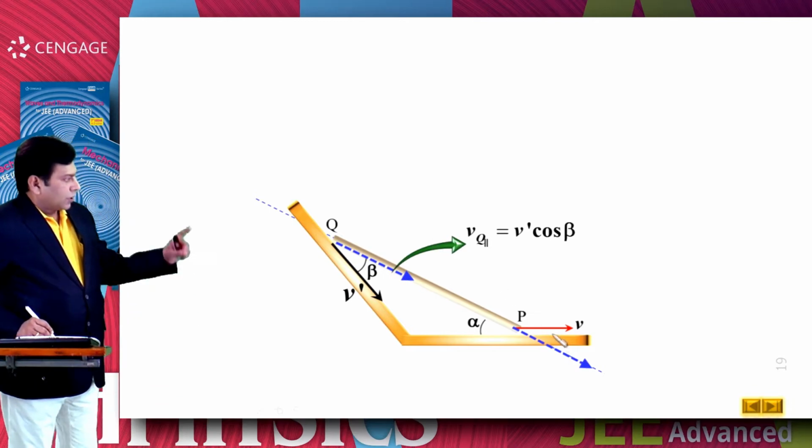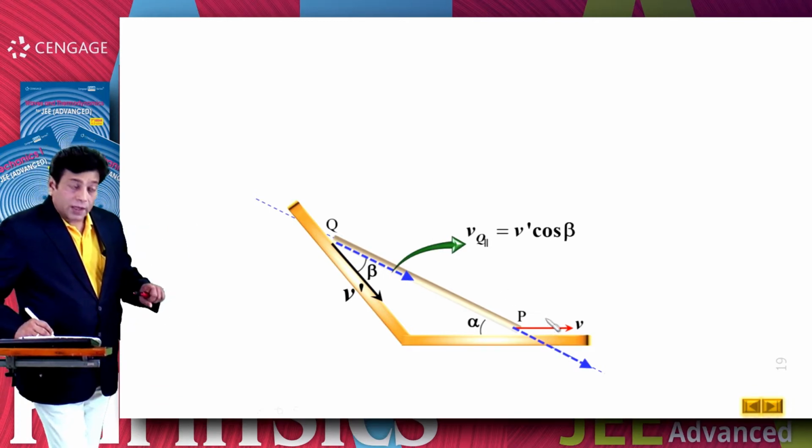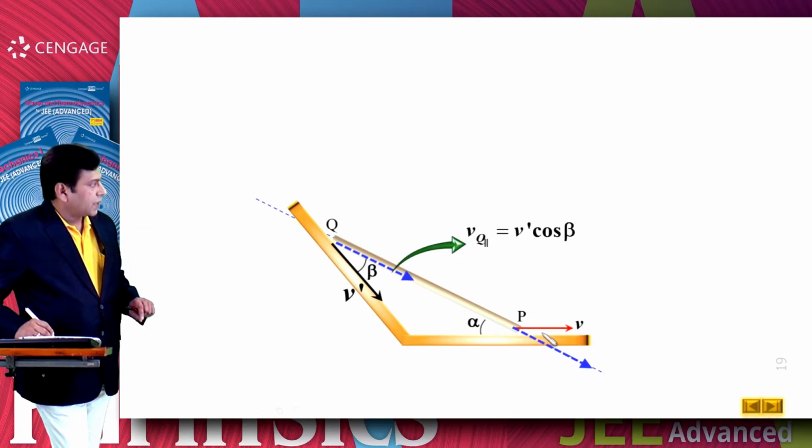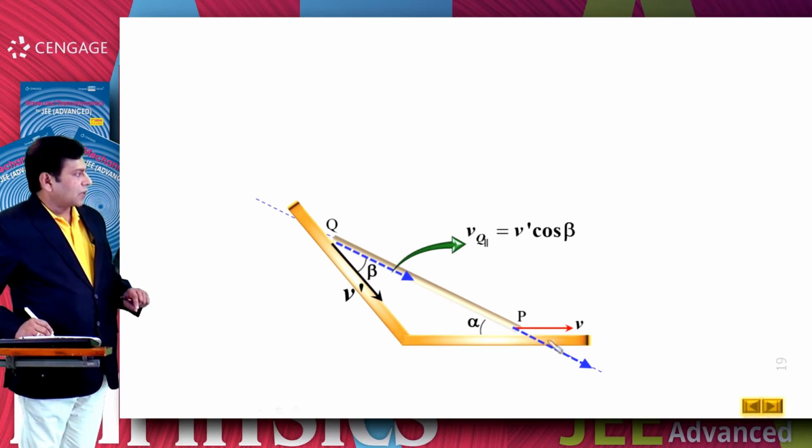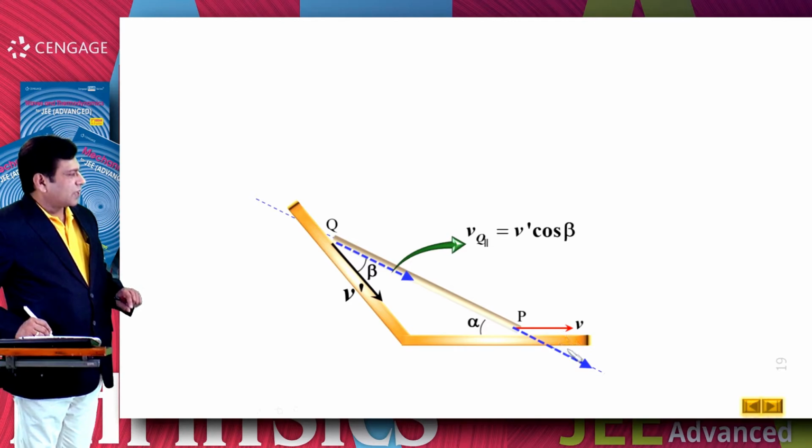Correct? Now come to this point, that is the end point P. We know this angle is alpha, so this angle is also equal to alpha. That means the component of this velocity along the length of the rod should be equal to v cos alpha.